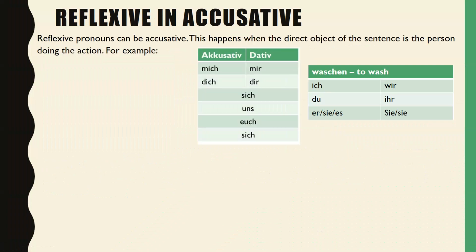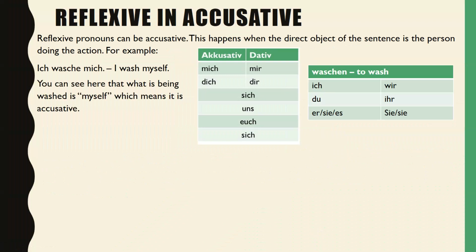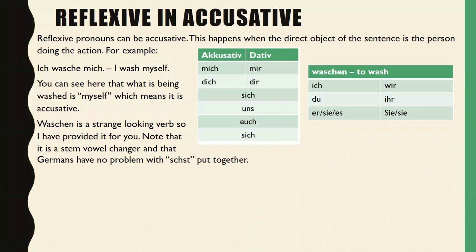Reflexive pronouns can be accusative. This happens when the direct object of the sentence is the person doing the action. For example, ich wasche mich, I wash myself. I, the subject, am washing something, but that something is myself. Reflexive. You can see here that what is being washed is myself, and that makes myself also accusative.